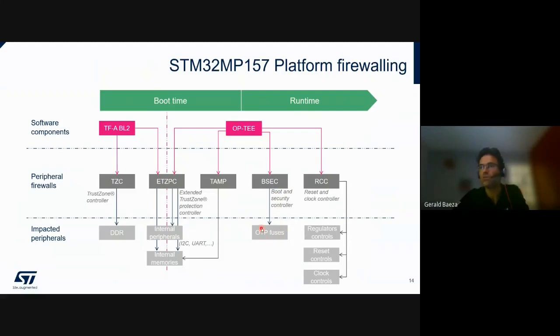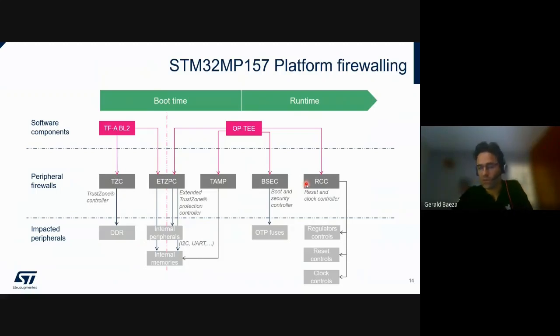So this is all the configuration, but also the fuses where the customer can put the keys, and so the root of trust that Etienne introduced earlier. The root of trust will really be inside those OTP fuses. And then the last important system peripheral here is RCC, Reset and Clock Controller.